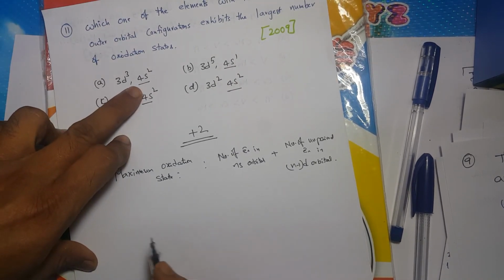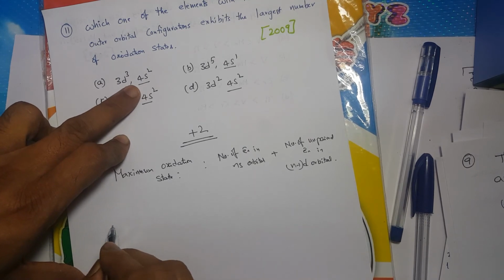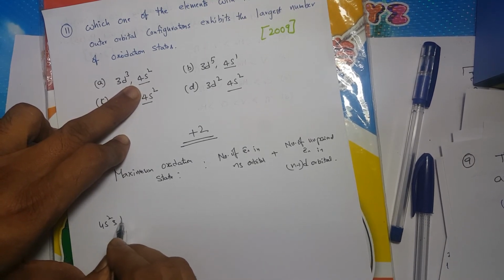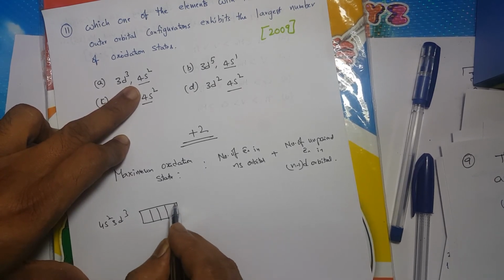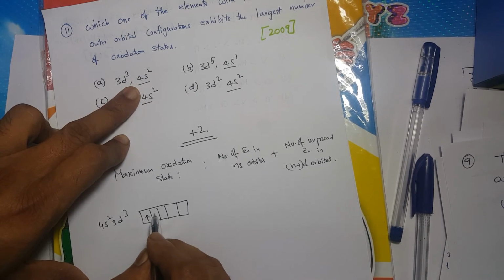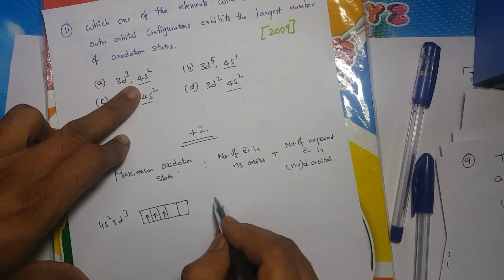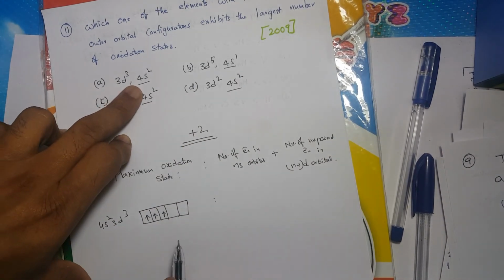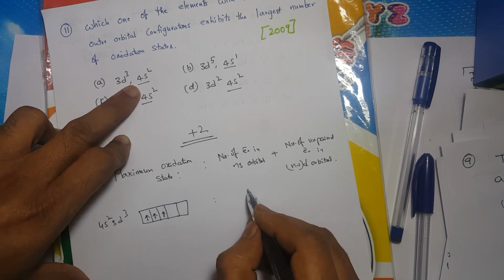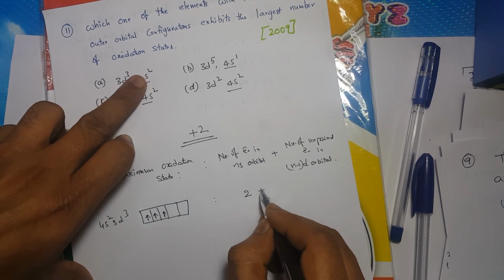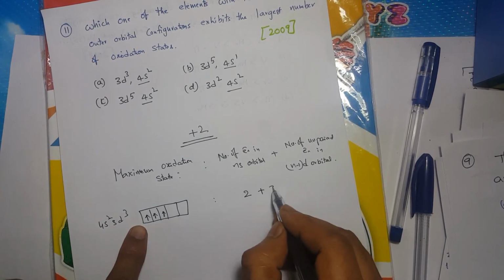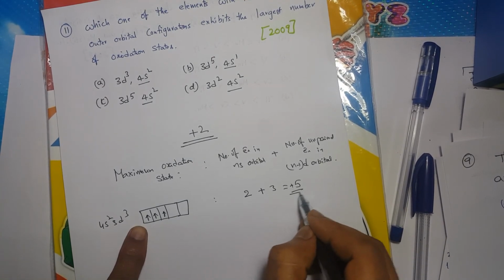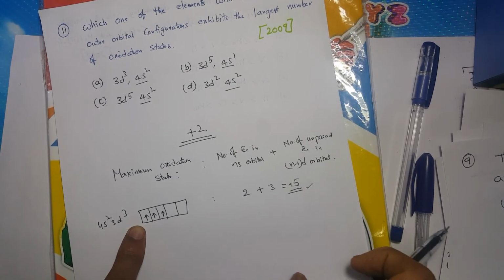See this one: 4s2, 3d3. I am writing the 3d3 configuration, 1, 2, 3. I am just calculating the maximum oxidation state. The number of electrons present in the ns orbital is 2, plus the number of unpaired electrons, 3. So +5 is the maximum oxidation state.